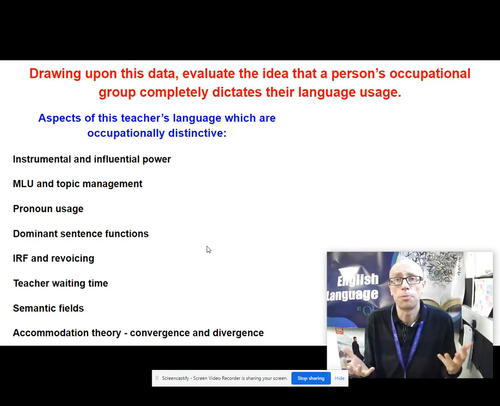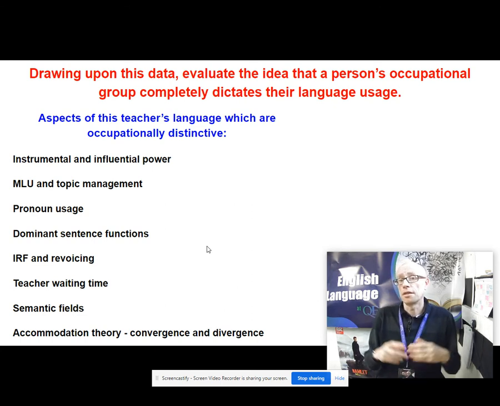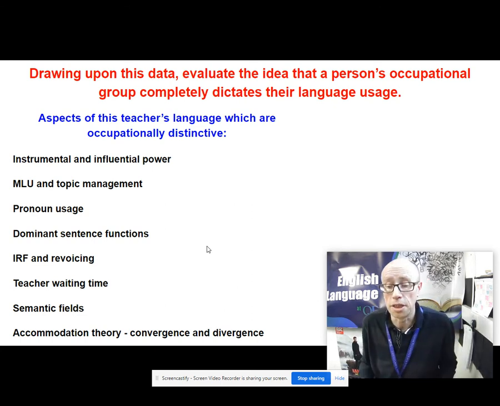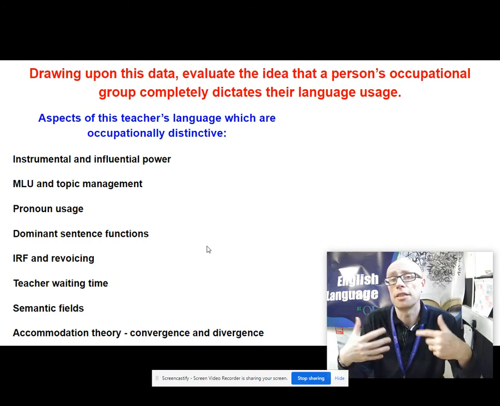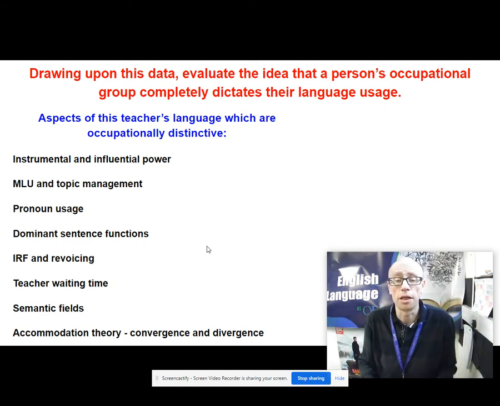And then finally, you might draw upon Howard Giles's notion of accommodation. So this is the idea that here we've got an adult teacher who's speaking with a bunch of 12-year-olds. So to what extent are they converging their language, downwardly converging their language, so it's closer to their text receiver? Or maybe they're doing at other times the opposite. Maybe they're diverging their language, maybe in an attempt to show instrumental power.